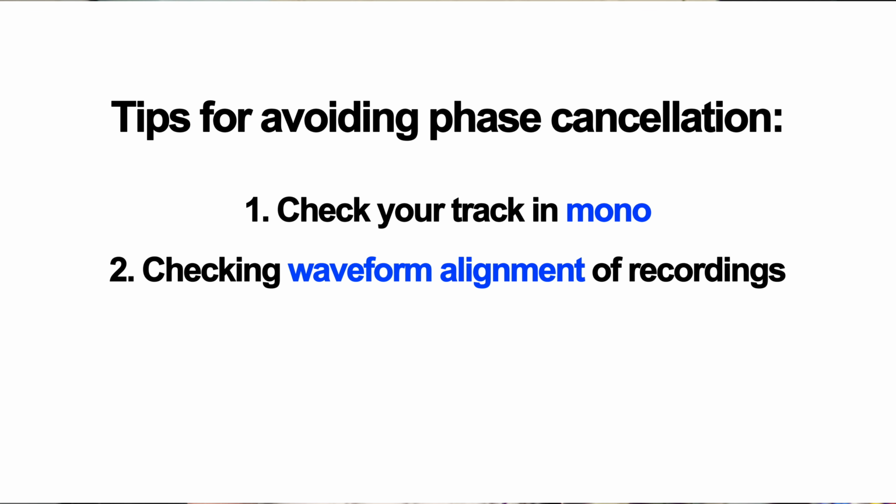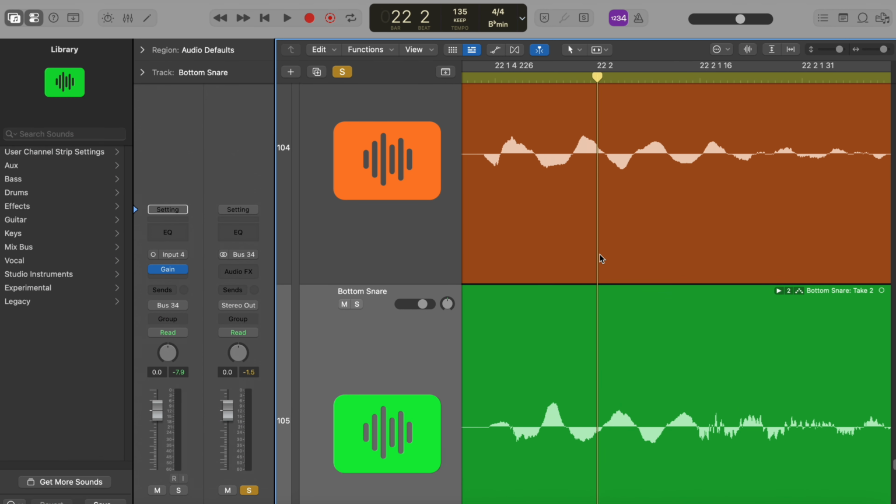The second one is checking those waveforms of both recordings. So if you're not sure, go back and actually zoom in and check the recordings, see if those peaks align with the troughs, and go from there.